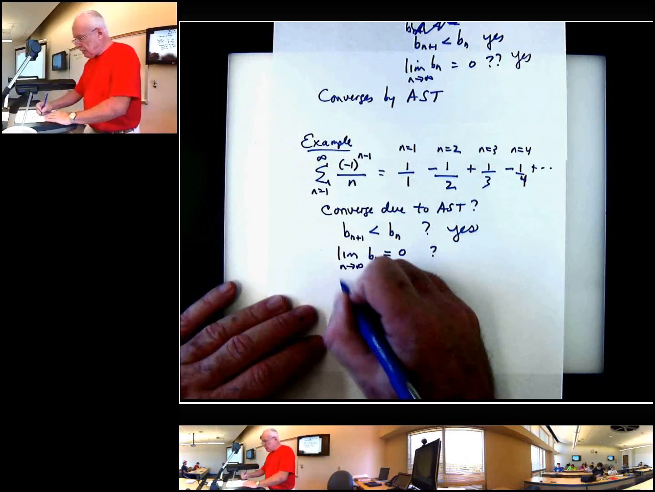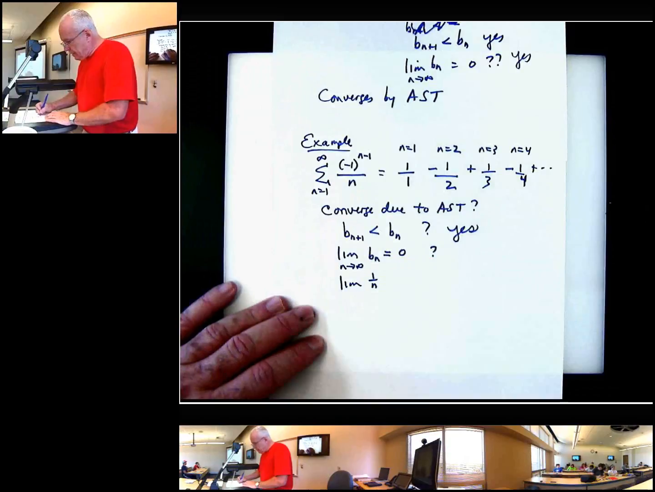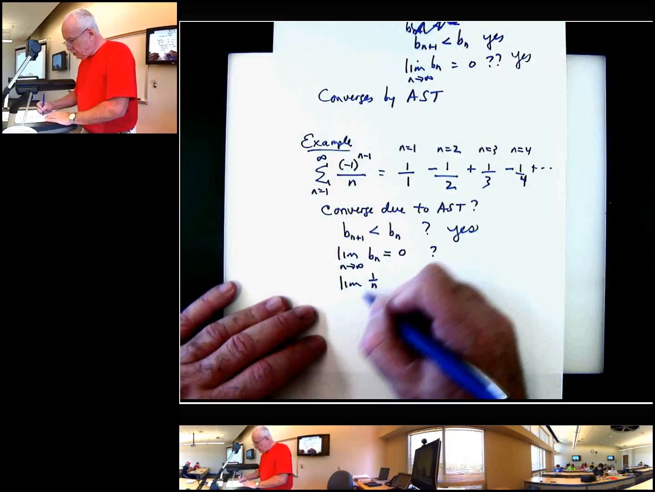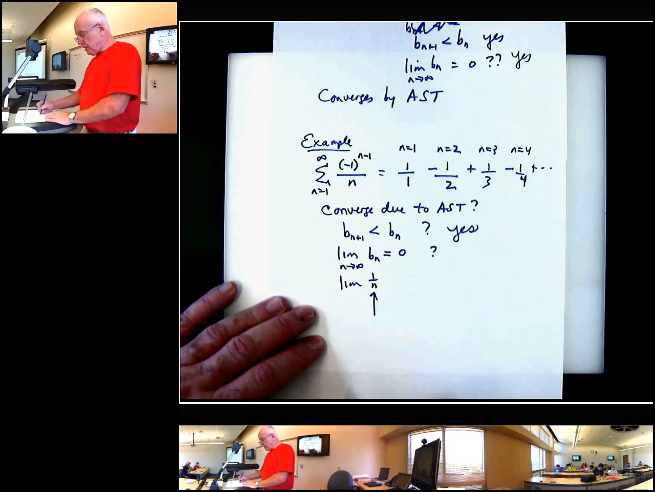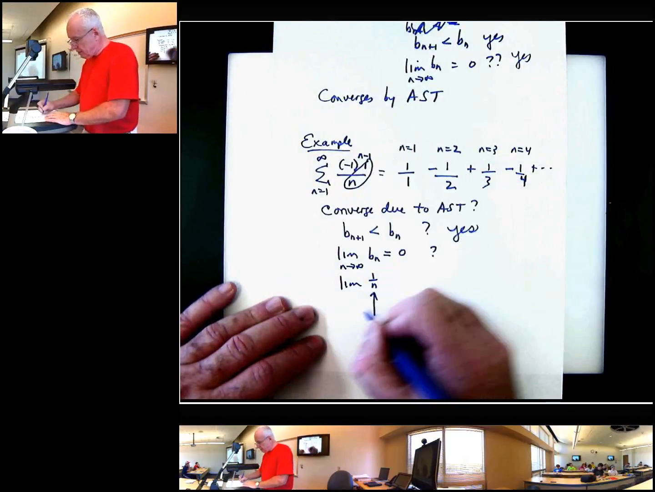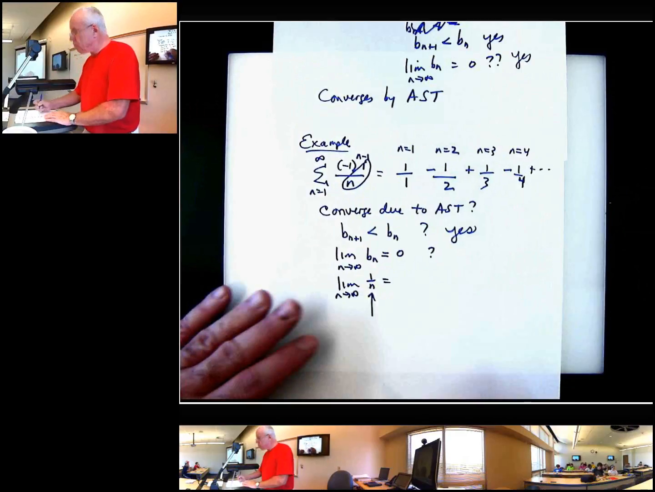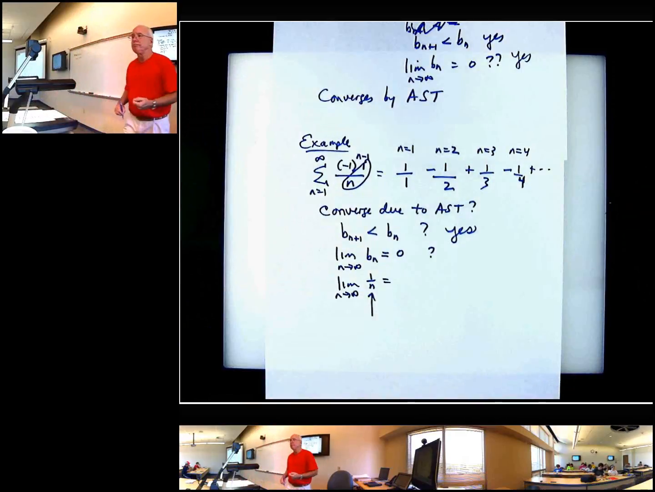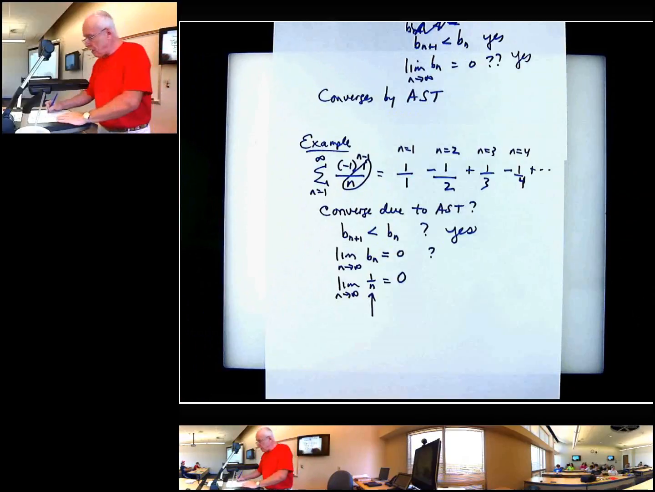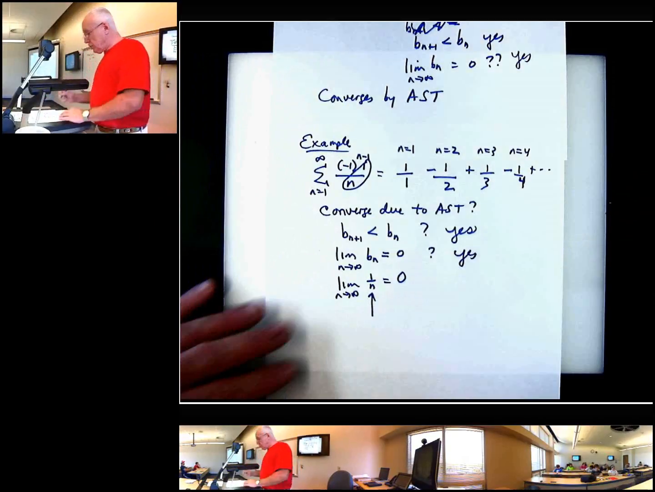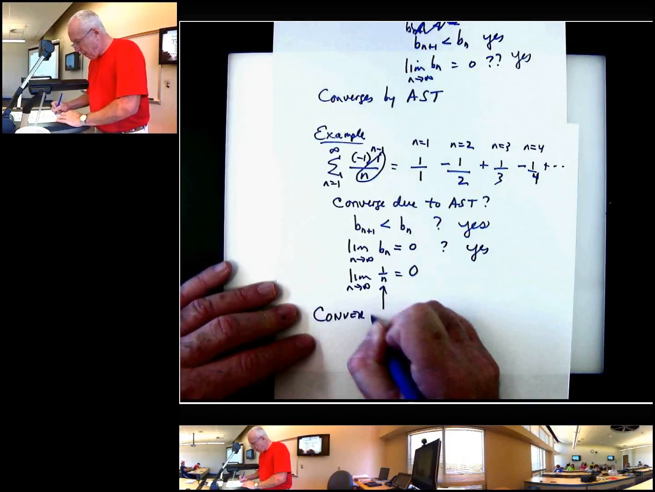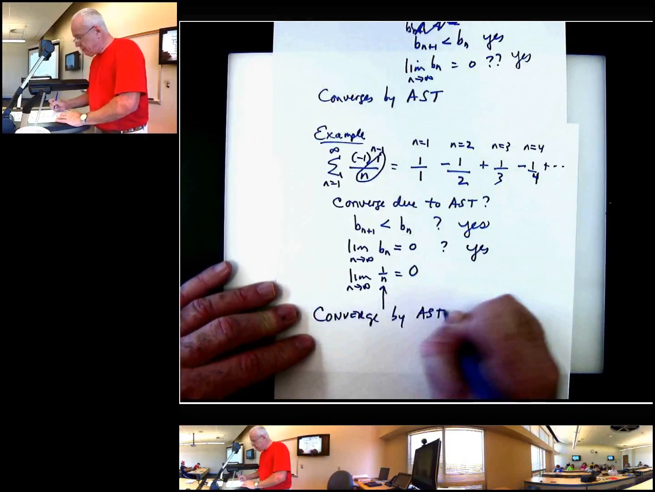And when I do the limit then, the bn is just 1 over n now. It's a positive. I want you to make sure you understand this. It's just 1 over n is our bn. Just this part right here, that's our bn. As n goes to infinity, does that equal 0? Yep, n gets bigger and bigger, denominator gets bigger and bigger. So if both the conditions are met, yep, it does converge by the alternating series test.